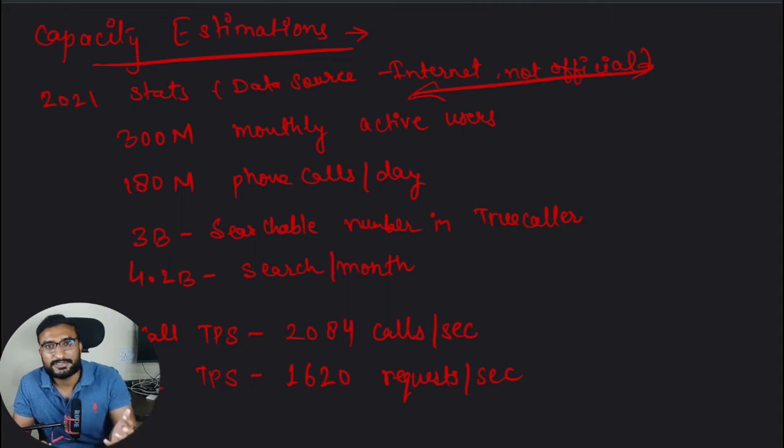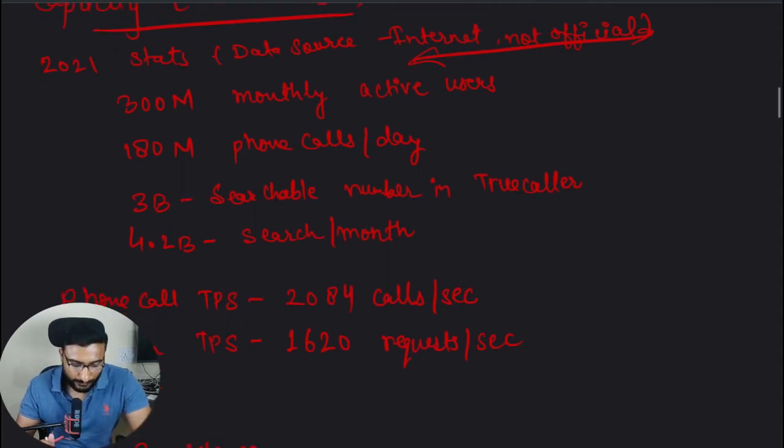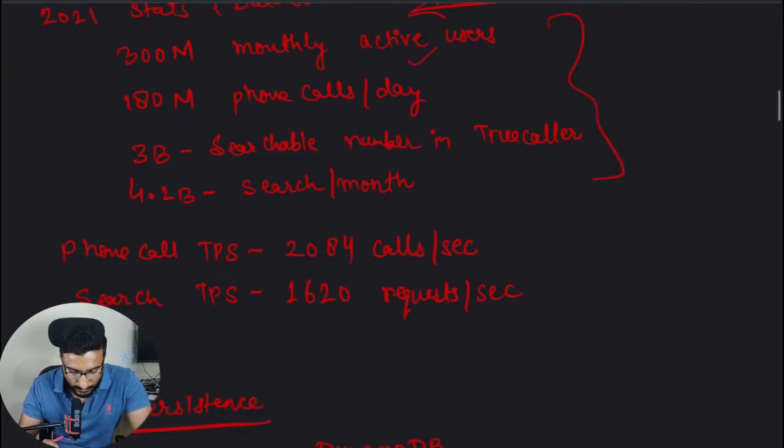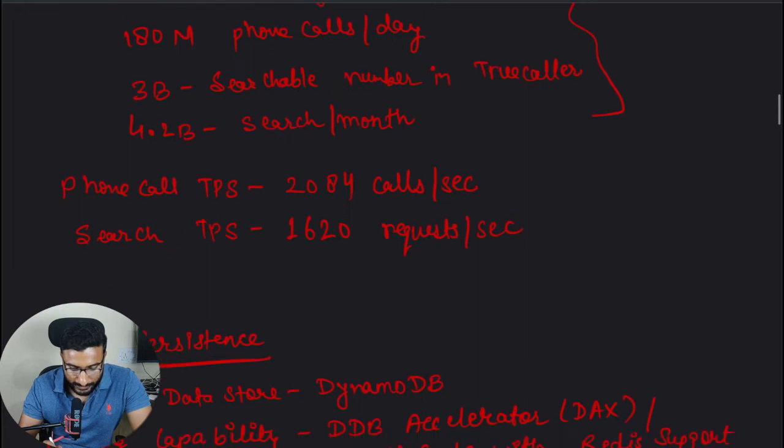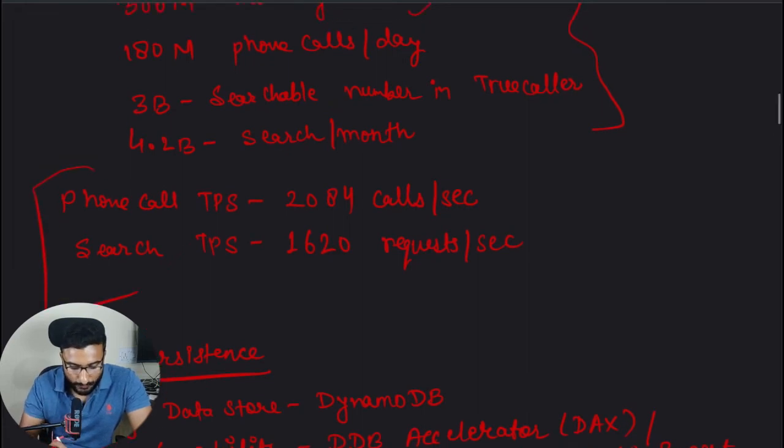So these kind of TPS you can refer from these numbers. Basically we have 300 million monthly active users. If we calculate per second TPS, how many phone calls am I getting? This is the TPS: 2084 calls per second. And what is the search TPS? This is the TPS for search, 1620 requests per second.